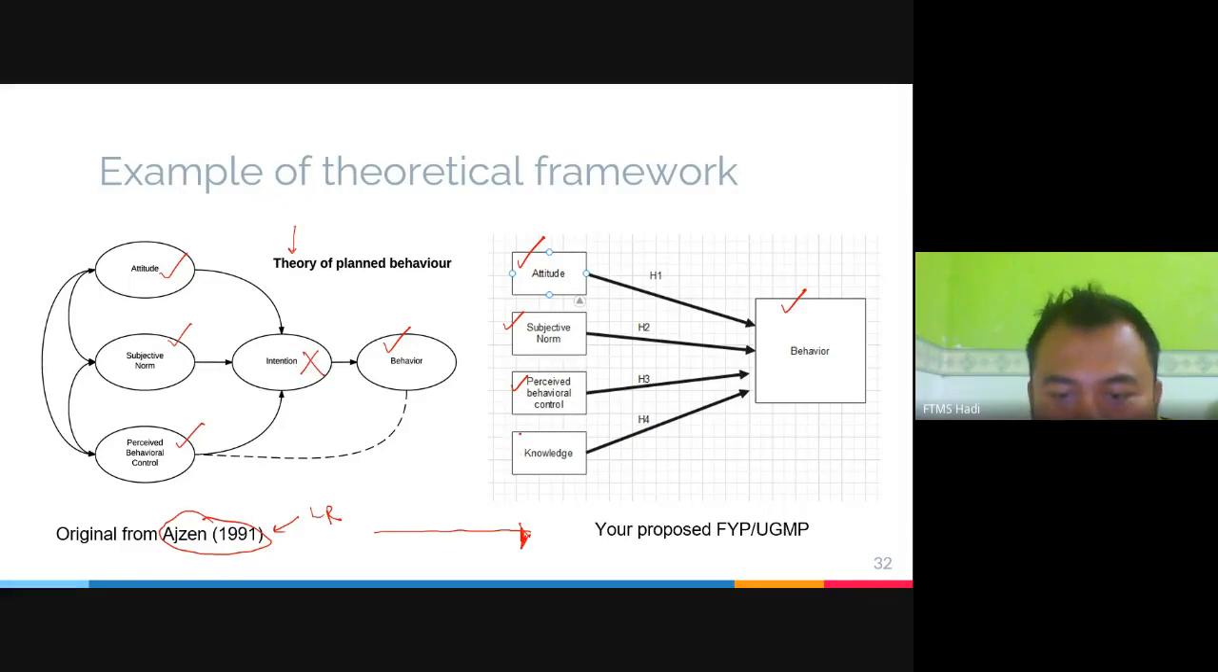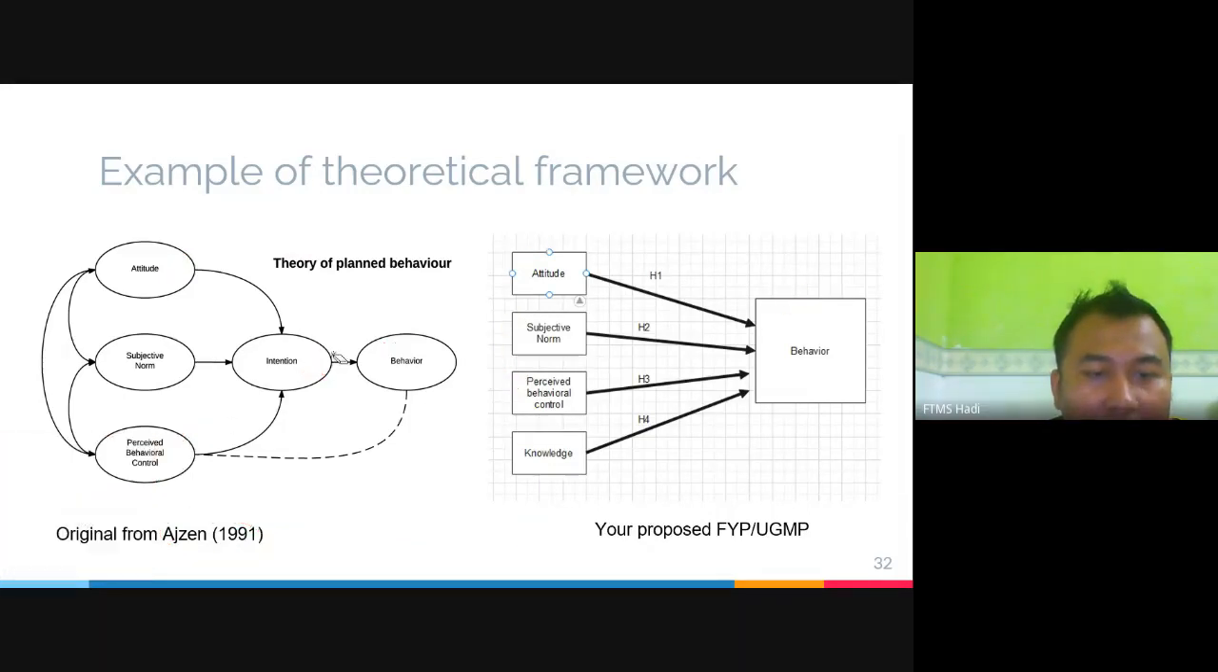This is one addition: you add another variable, which is knowledge. So based on this original theory, you modify it to become yours. It's like having an old car, and then you modify the engine, doors and tires to become your car. Your theoretical framework is usually derived from the original theory and you modify it to become your framework. That is a theoretical framework.